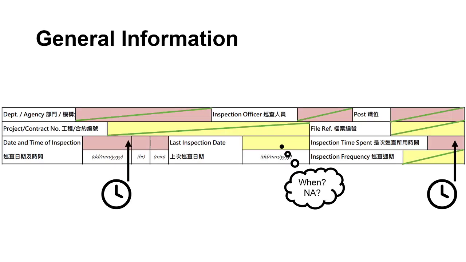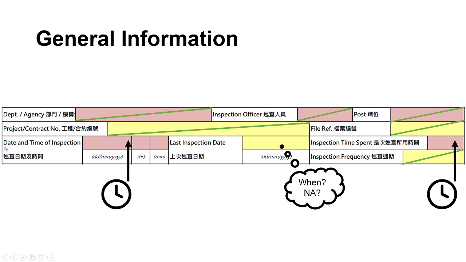There are several sections in Form 2. The first section is the general information. But because you are not really working in a department where you need to conduct tree inspection, there are some boxes which I have put green lines on, so you can just leave those boxes blank. But there are some important pieces of information as well.